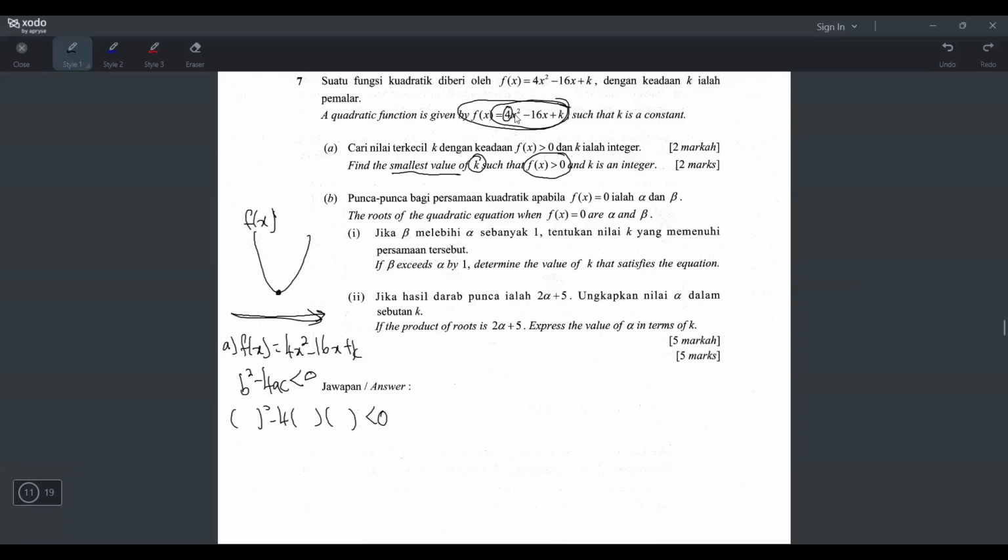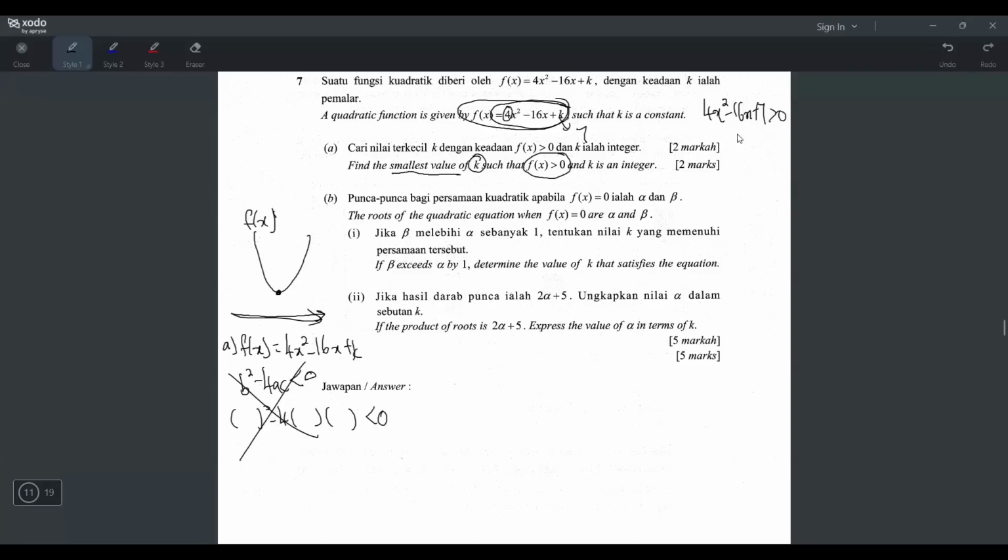But if one day this equation is complete, let's say they give you the k, for example 7, and then the question mentions f(x) greater than 0, then you don't do it like this. You will take the whole thing bigger than 0. It means you will take 4x squared minus 16x plus 7. So this is assuming they give you the complete equation, and then they say f(x) bigger than 0. Then you do like that.